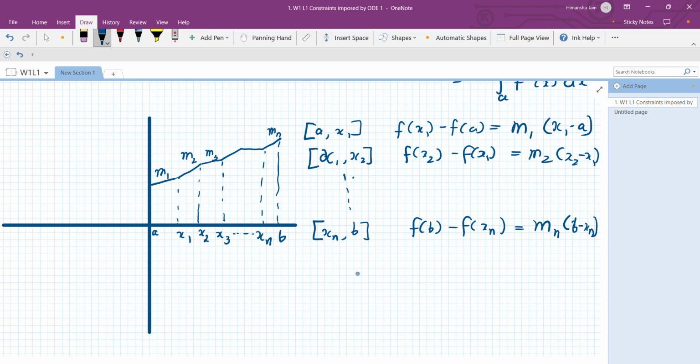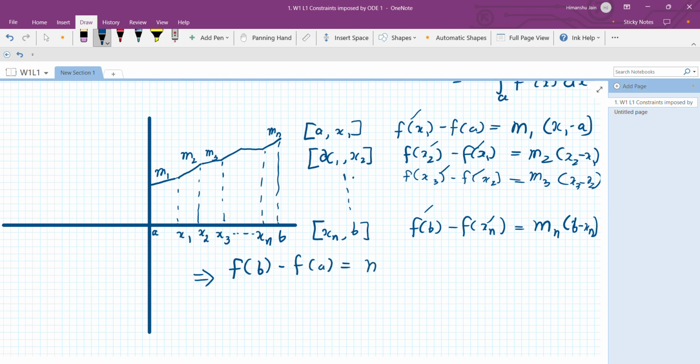So we got these n equations, so we can add them. As we add, we can see that these terms get cancelled away. This term will cancel away with this, because the next equation will be f(x3) minus f(x2) is equal to m3 times (x3 minus x2). So f(x2) will cancel away, similarly f(x3), and in the end f(xn) will cancel away, and we are left with f(b) minus f(a) is equal to m1 (x1 minus a) plus ... plus mn (b minus xn).